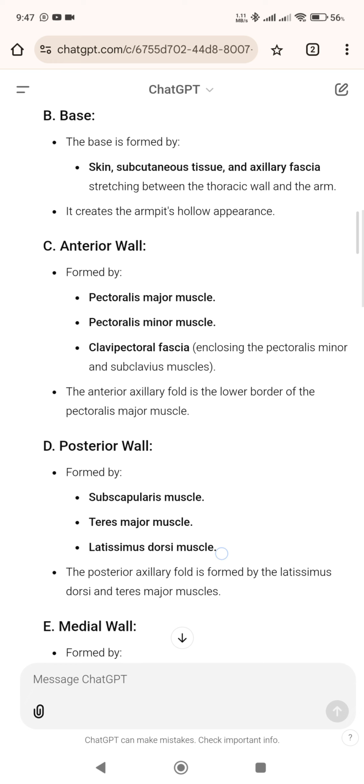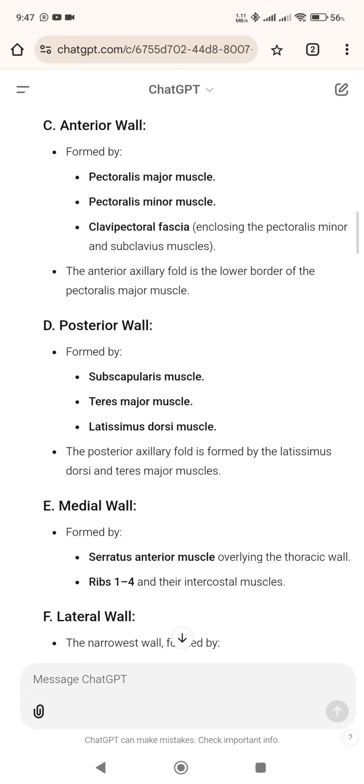C. Anterior wall, formed by pectoralis major muscle, pectoralis minor muscle, and clavipectoral fascia, enclosing the pectoralis minor and subclavius muscles. The anterior axillary fold is the lower border of the pectoralis major muscle. D. Posterior wall, formed by subscapularis muscle, teres major muscle, and latissimus dorsi muscle. The posterior axillary fold is formed by the latissimus dorsi and teres major muscles.